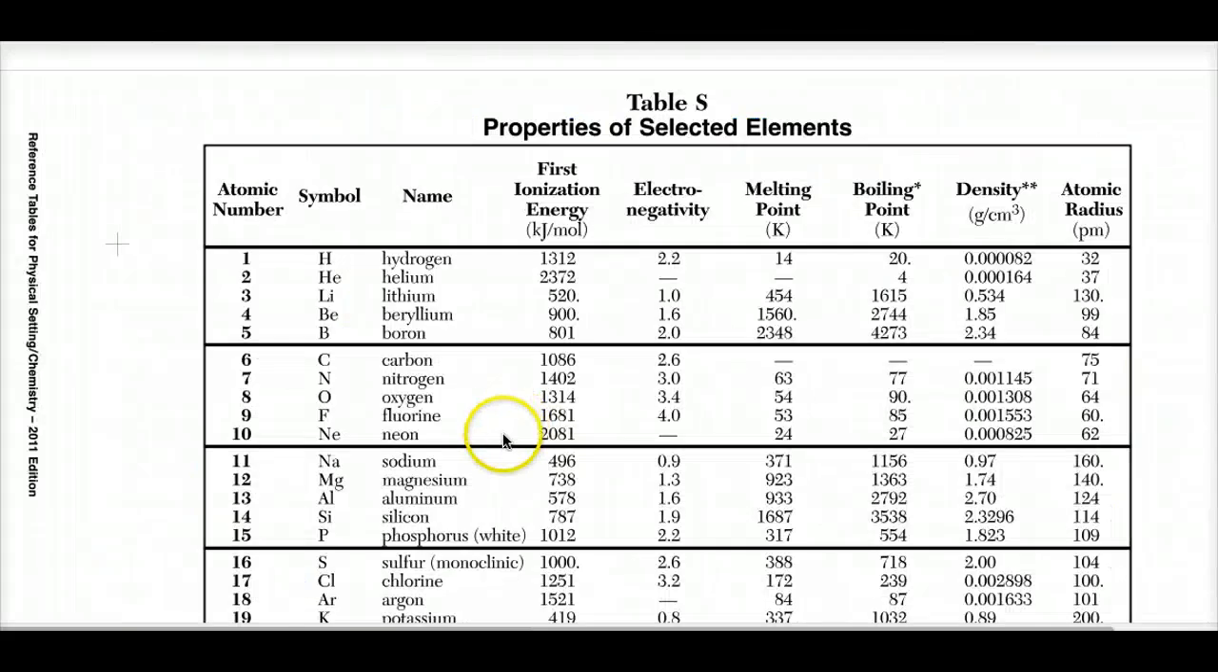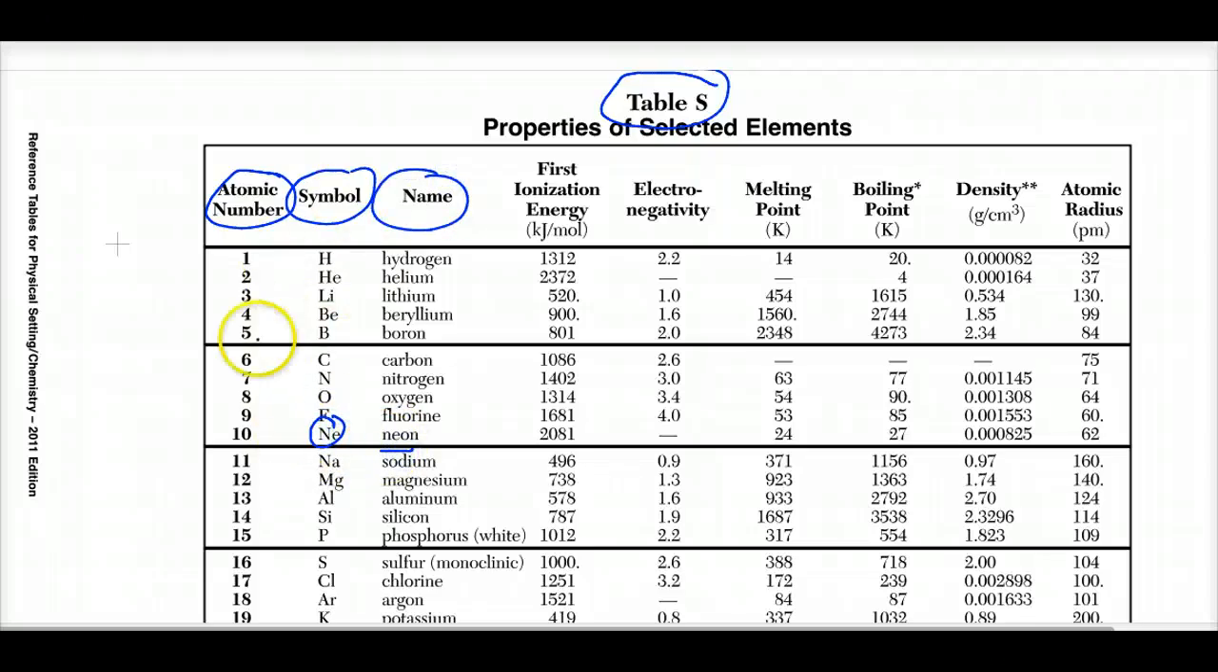One of the most underutilized tables is Table S. Table S gives you the symbol with the atomic number and the name. Some people say, how do I know Ne is neon? Table S is there, so if you've got a symbol and you don't know the name of the element, you've got it there in Table S.